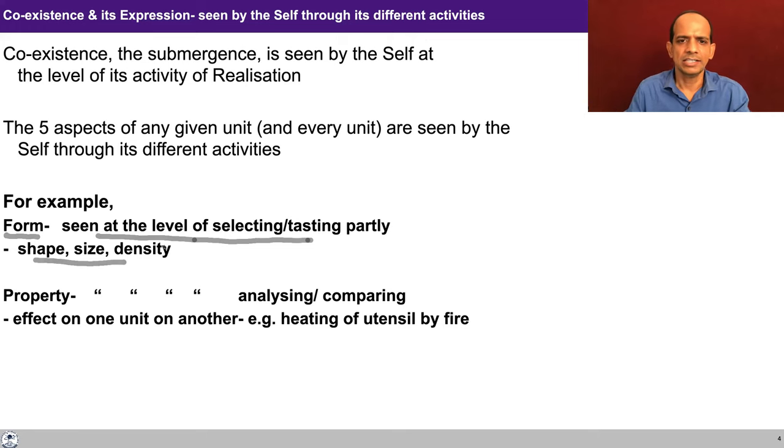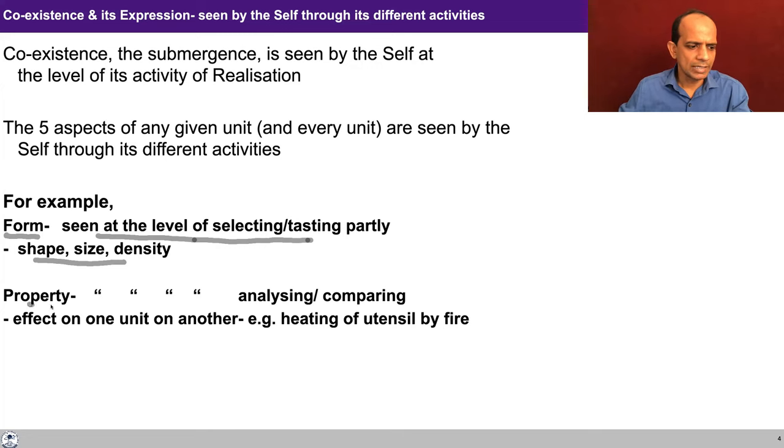And there also it is partly because we are not able to see the complete form many a times. For example, when you observe the form of a building, you are able to see the front face. You're not able to see the complete building, isn't it? So the shape, size, density are observed by the self at the level of selecting and testing. And that is also there partly.